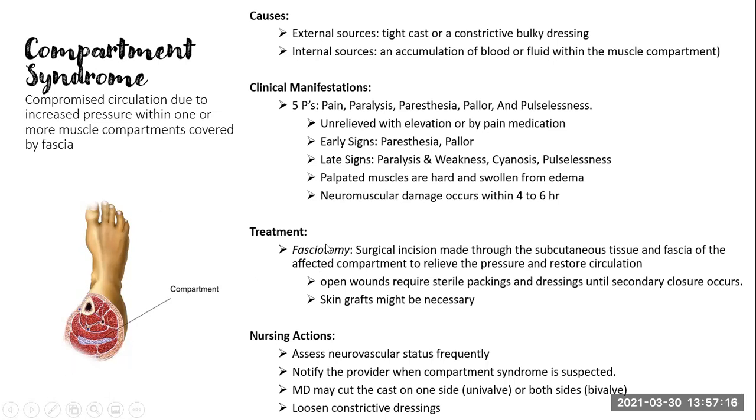Ischemia can occur. Treatment may include a fasciotomy. I'll show you a picture on the next screen. Fasciotomy is just an incision made into the fascia, that fibrous lining of the muscles. They make a fasciotomy through the skin and the fascia to allow release of that pressure.